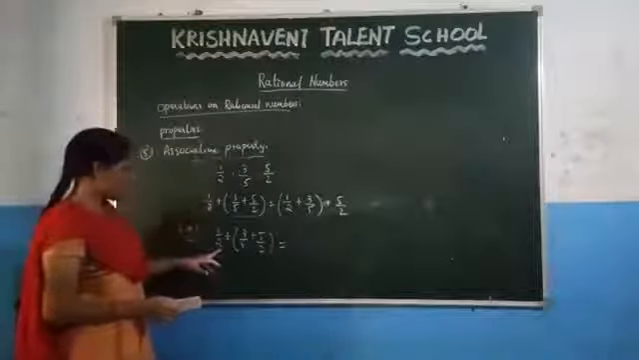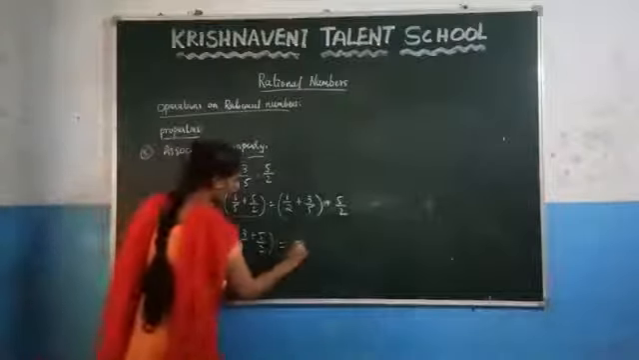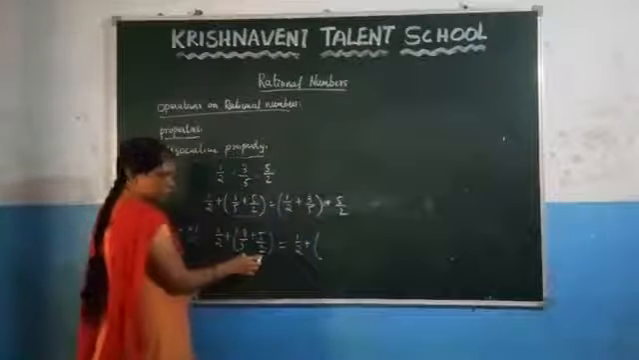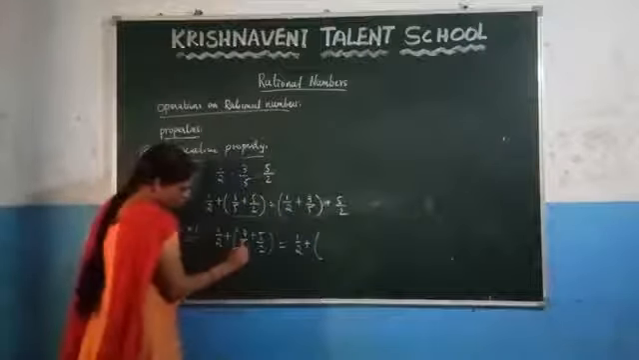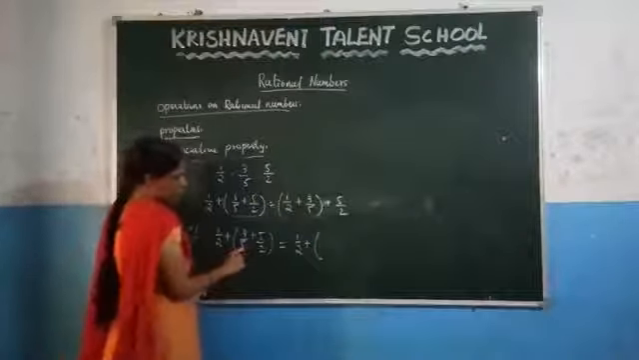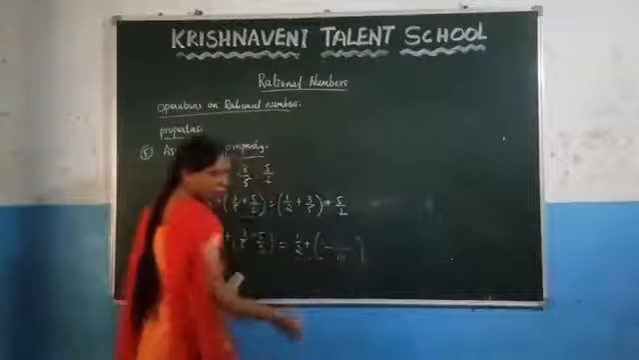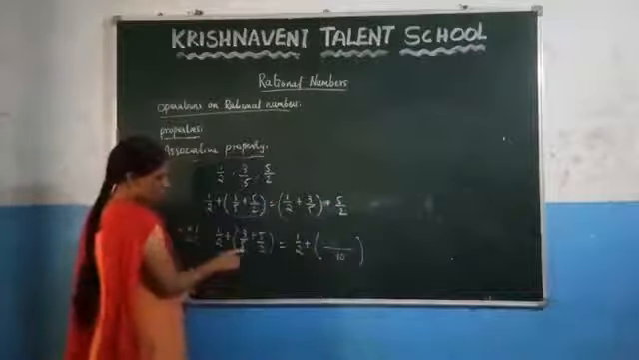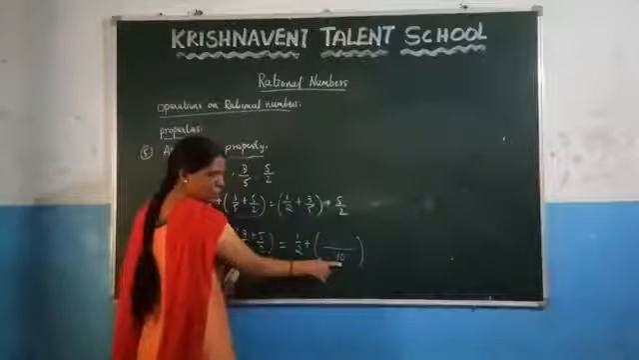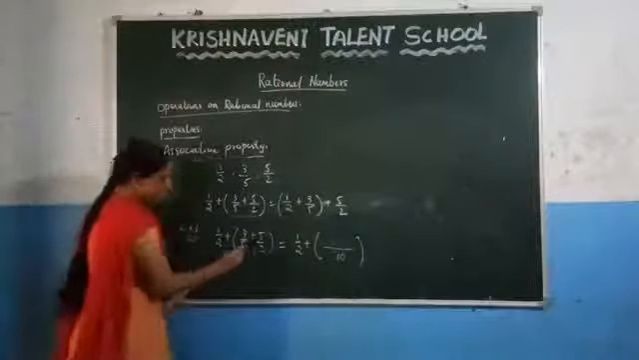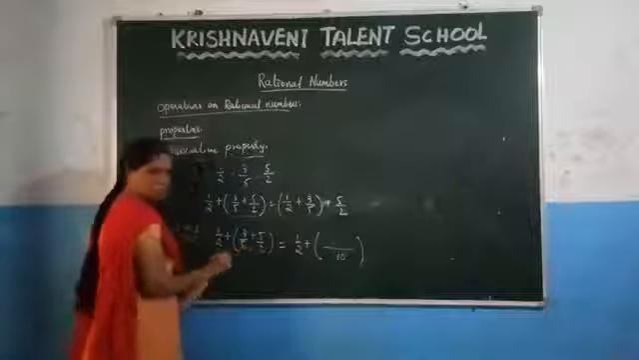Let us consider this LHS. Here 1/2. First you have to solve the numbers under the brackets. Here, what is the LCM of 5 and 2? You know that the LCM of 5 and 2 is 10. So what will you get here? Here 5 is there, here 10 is there. Which number do you have to multiply so that you get the result as 10? You know that 5 into 2 is 10.